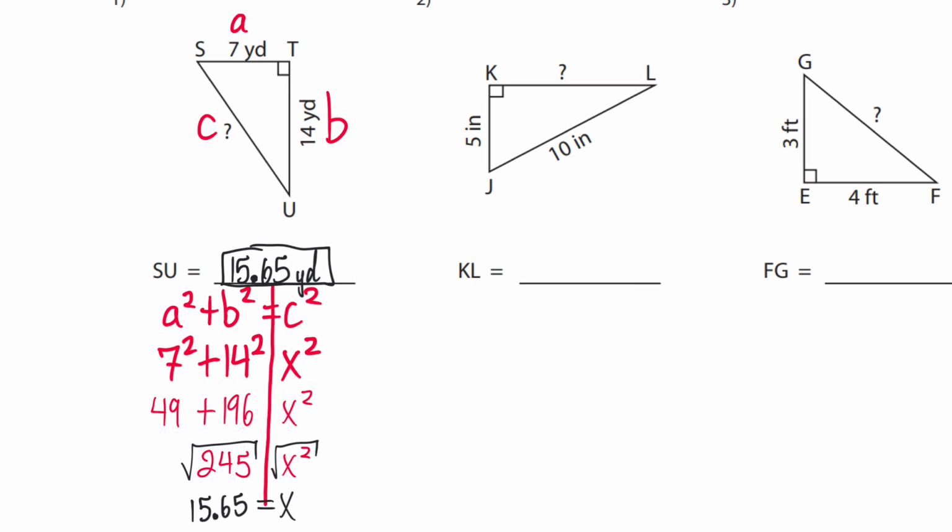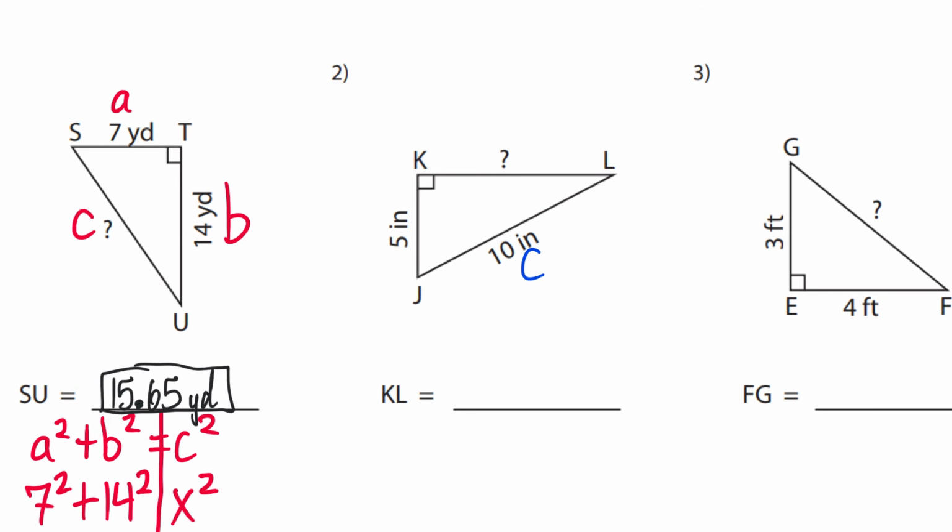Okay, number 2, which one is the C? Question mark. 10 is the C. You got this little right angle? It's pointing towards the C. So this one, this is the hypotenuse. Okay, and then the A and B.